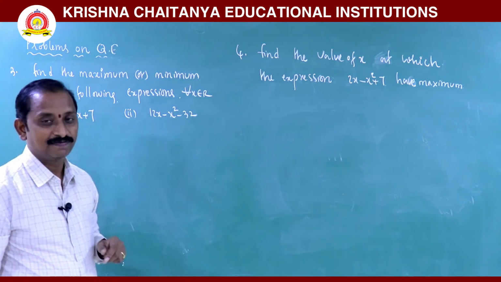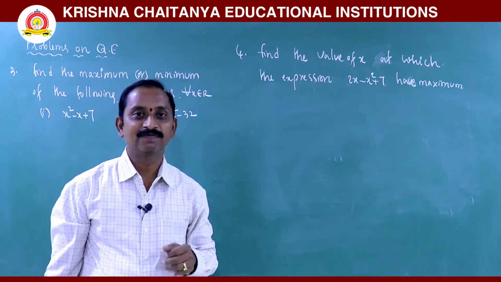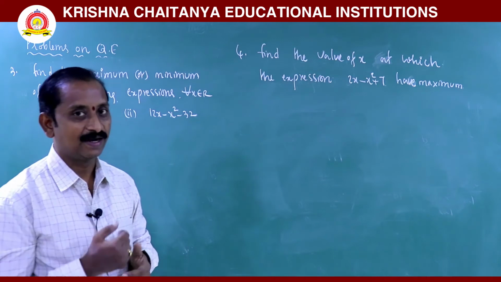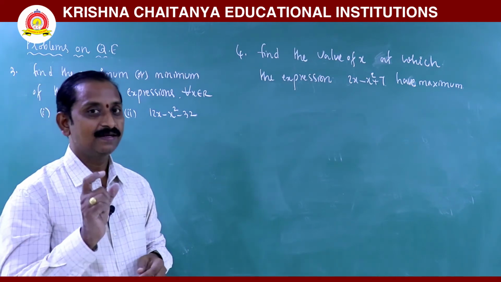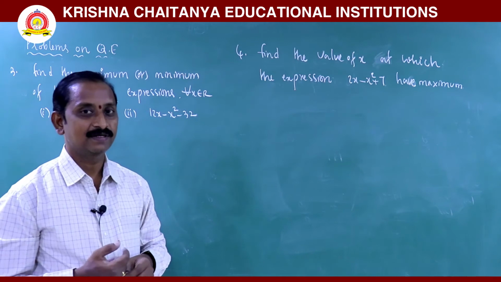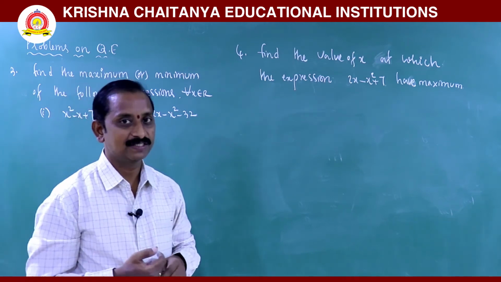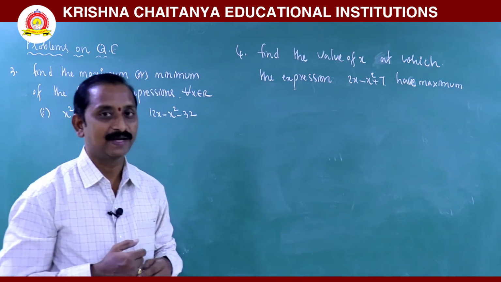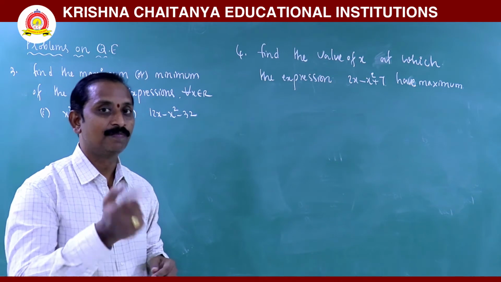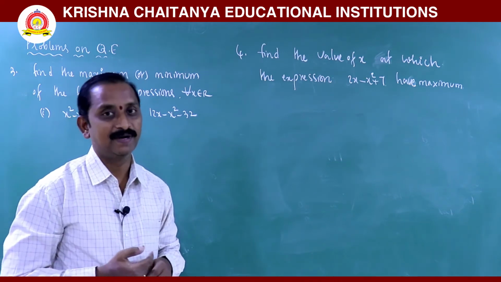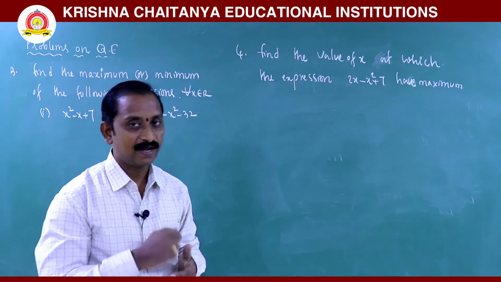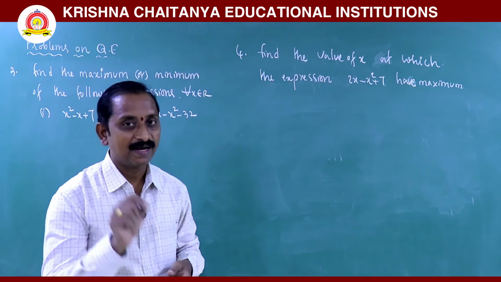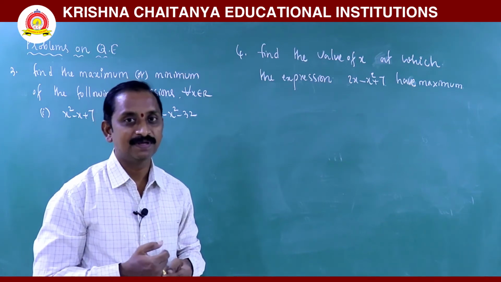Last class we discussed the maximum value and minimum value for the quadratic expression. Where does it occur? When the derivative f dash of x changes from positive to negative, the function has a maximum value, and from negative to positive, the function has a minimum value. So the minimum or maximum value formula is 4ac minus b square divided by 4a, which occurs at x is equal to minus b by 2a.